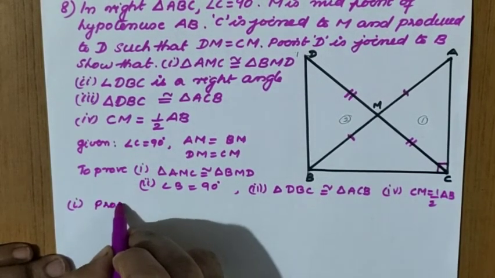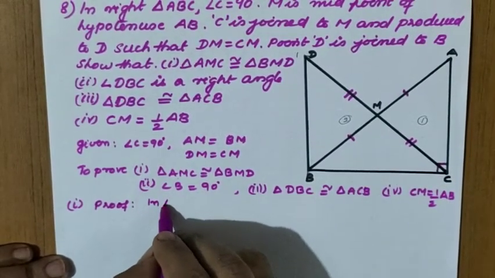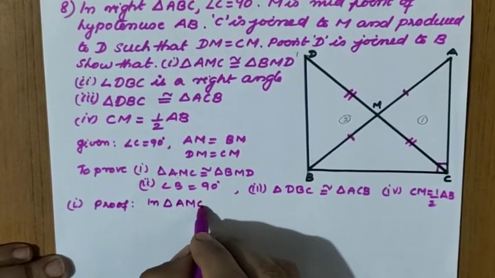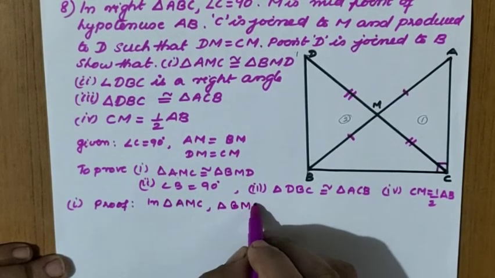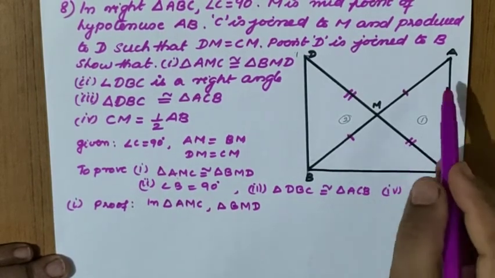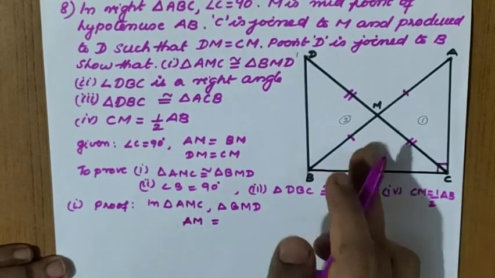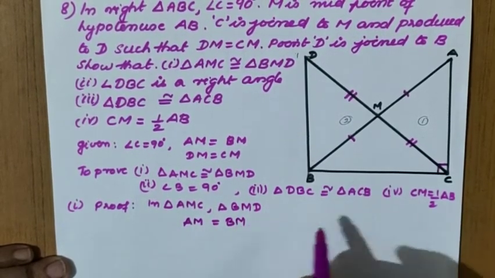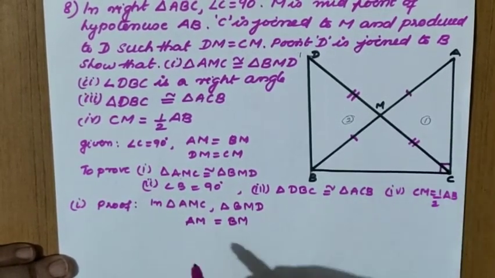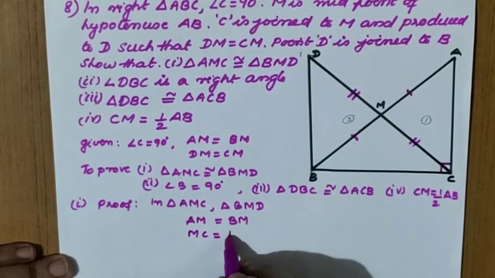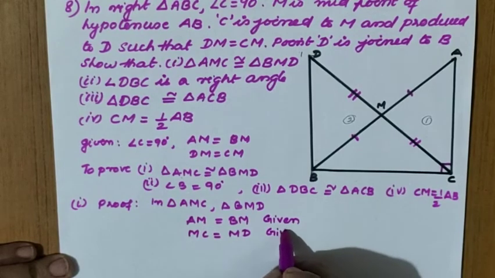Proof, no construction only. What are the triangles to be considered? Triangle AMC, right? In triangle AMC and triangle BMD, what is the equal side? The first equal side is AM. Similarly, from BMD, what is the first equal side? BM only. Now, what is the second equal side from AMC? The second equal side is MC equals MD. Now, these two are given for us.